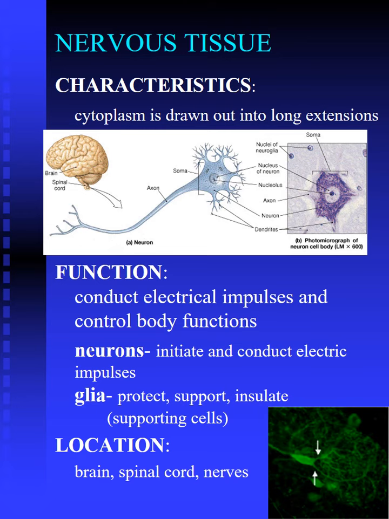Glial cells are going to tend to be much smaller, and here is a picture of a glial cell. Their role is that they protect, support, and insulate neurons. There are over 10 times more glial cells than there are neurons due to the high metabolic needs of neuronal cells. And so the location, again, is within the brain and spinal cord, which makes up the central nervous system, and anything outside of that, which we find within our nerves, makes up the peripheral nervous system.